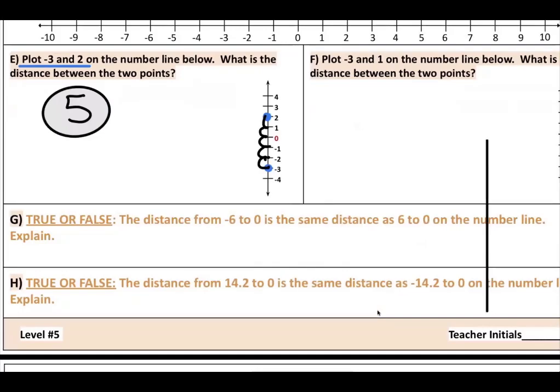Go ahead and complete the rest of this page. Then if your teacher wants you to, get their initials.